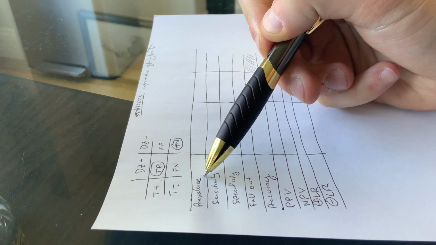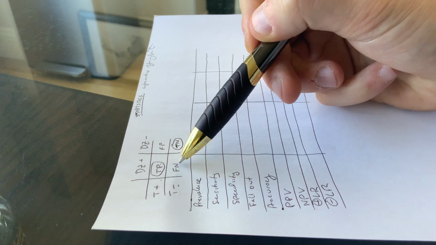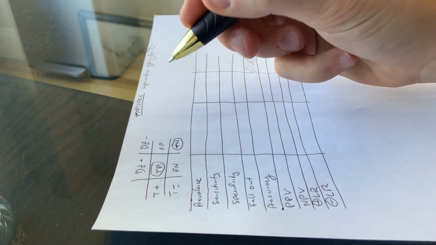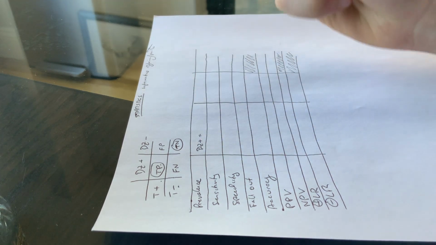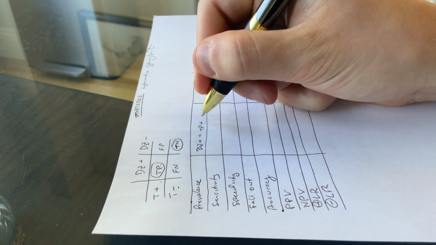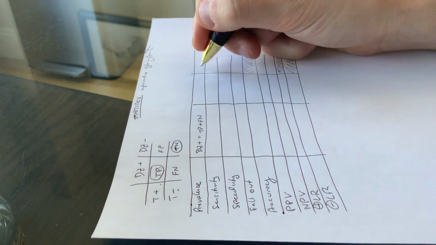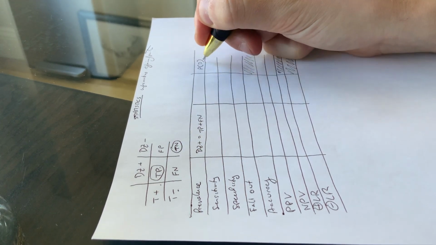First thing that we want to talk about is prevalence. Prevalence is how many people have the disease. So true positive plus false negative is the people that have the disease. So this is going to be how many people have the disease, and it's going to be equal to true positive plus false negative. In probability terms, it's how many people have the disease.